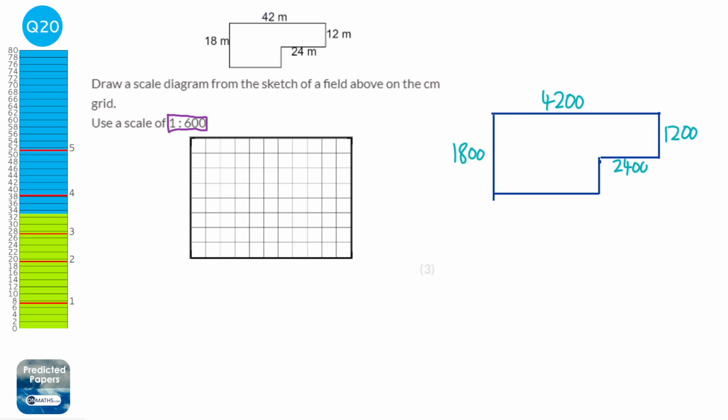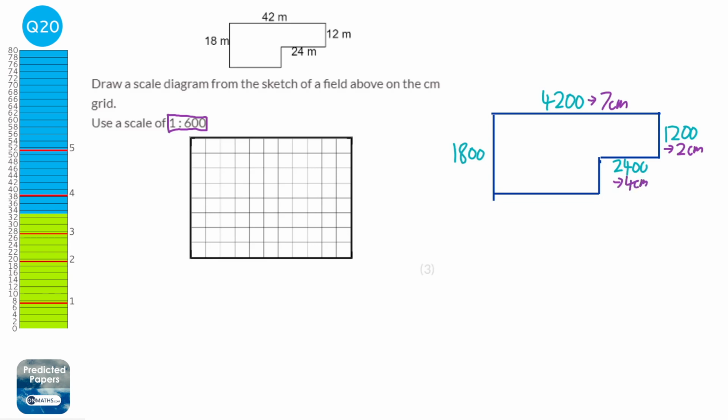So I've converted them all into centimetres, and now I need to work out how many centimetres there are going to be on our diagram. So I'm going to start with the 4,200, and all you need to do is divide it by 600, and I get the answer of 7. So it's going to be 7 centimetres on our diagram. 1,200 divided by 600, it's going to be 2. So that's going to be 2 centimetres on our diagram. 2,400 is obviously going to be 4 centimetres.